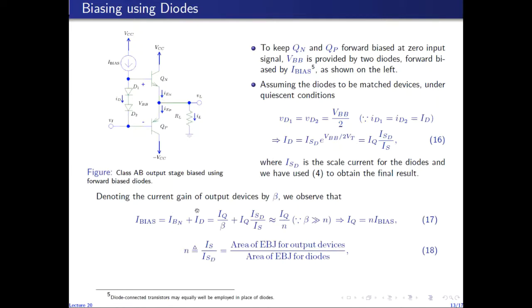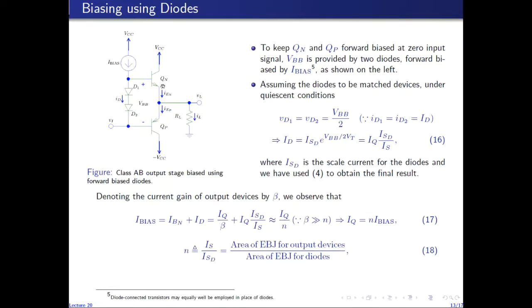So if we denote the current gain of the output devices by beta, we can see that this source I bias provides the base drive of Qn, that is, it provides the base current for Qn, denoted by IBN, and the forward bias diode current, which is required to keep the two diodes in forward bias mode, that is ID. So under quiescent conditions, both Q1 and QP contain collector current of IQ.